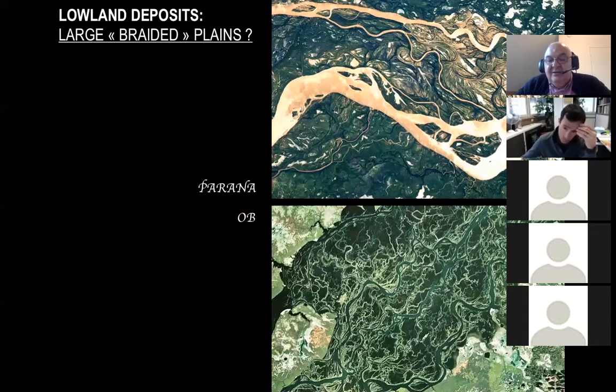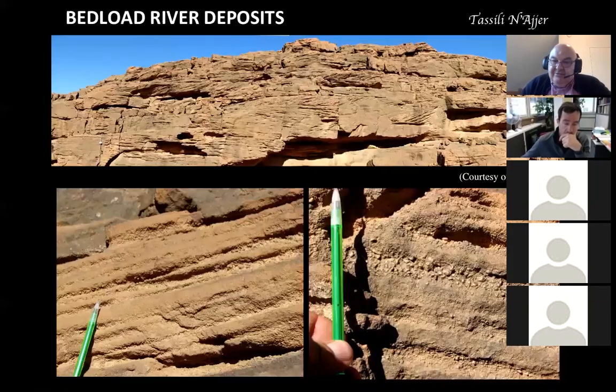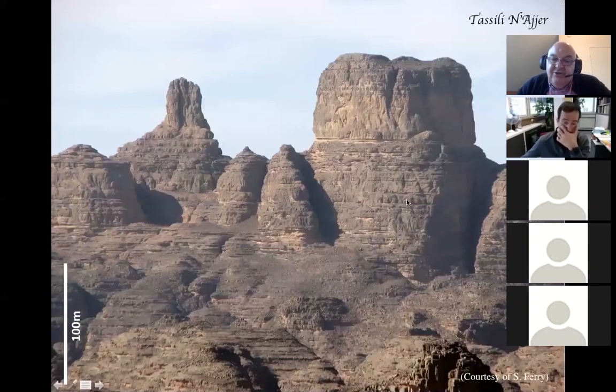And I try to find what are the largest braided systems that correspond to the Parana and the Ob in Russia. But you have to imagine that over distance, because what is amazing is that we have no real evidence of fine-grained floodplains in between. Okay, so it's really amazing to imagine that a full margin might be a sandy bedload river system.